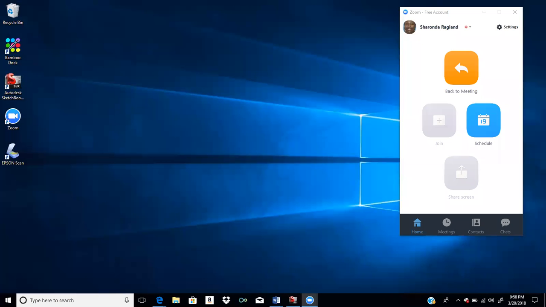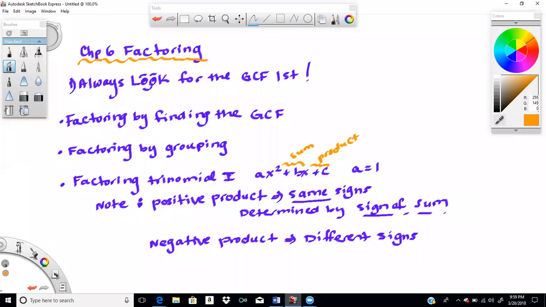Okay, we're going to work with chapter 6, factoring. So let's look at the board. All right, so chapter 6, we're factoring. So we need chapter 6 to do chapter 7. So it will be very important that you master how to factor, whether you're dealing with factoring out the GCF, factoring by grouping, or factoring trinomials, or even combinations.